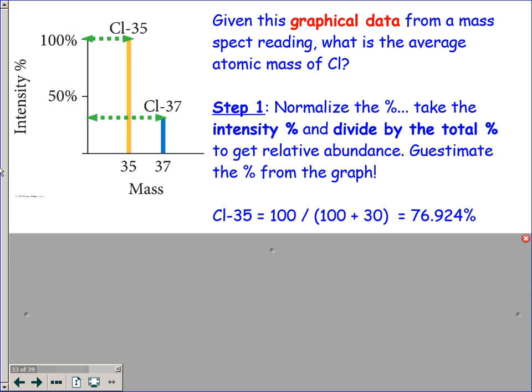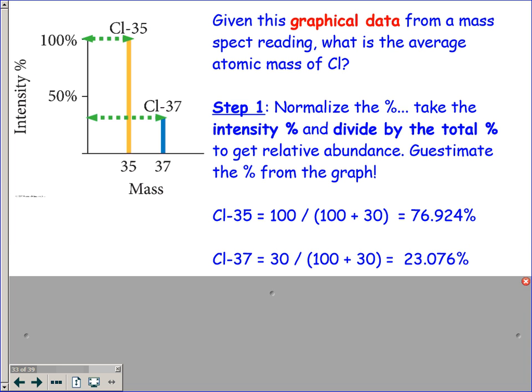Same exact step, but for chlorine 37. Chlorine 37's true relative abundance or true percentage is 30 divided by the total percentages listed here from those isotopes, which is still 130 as our total. Yes, ma'am. Sometimes I run out of space on my slides, but that's how you get your percentage.